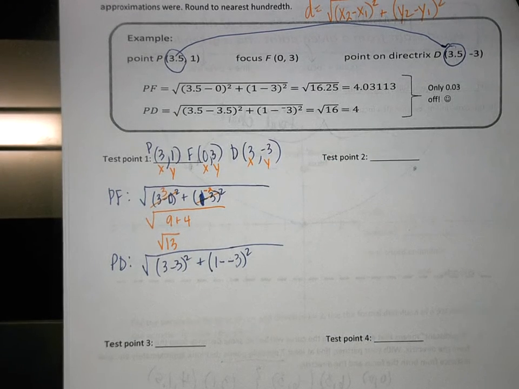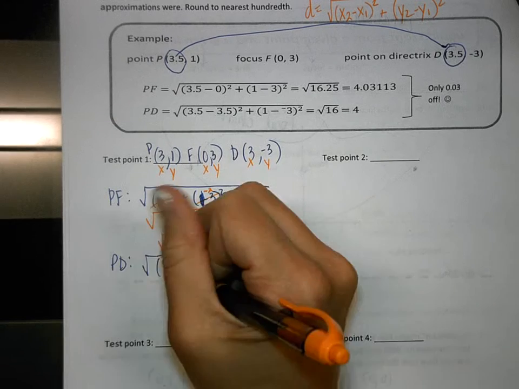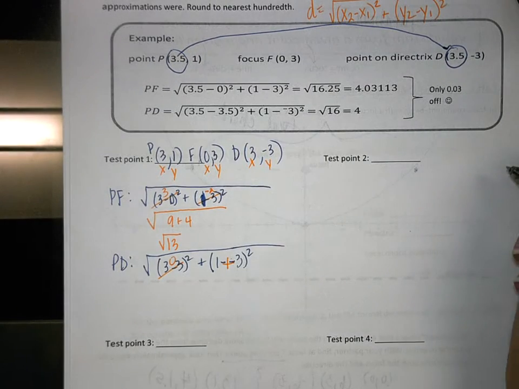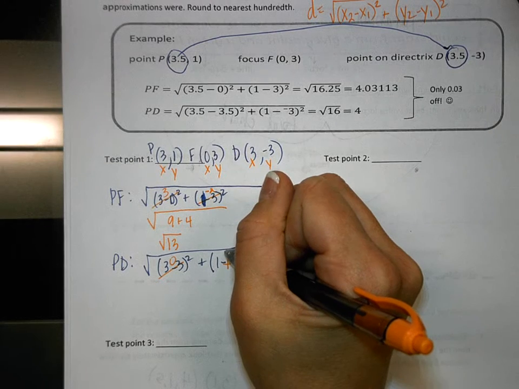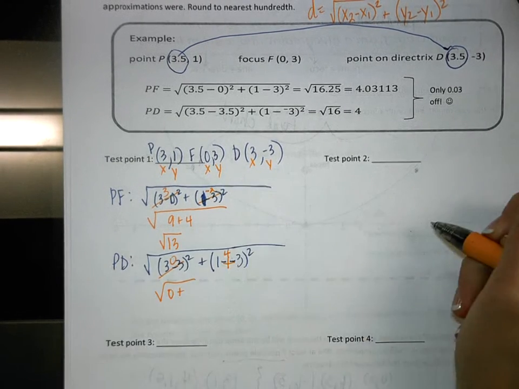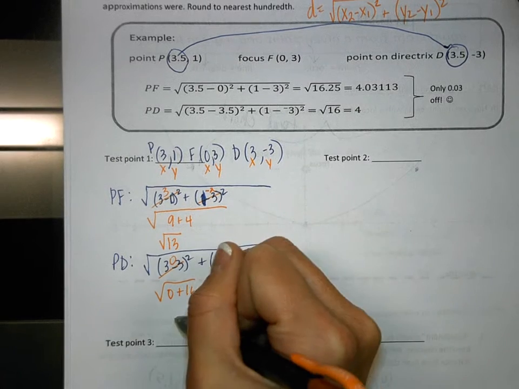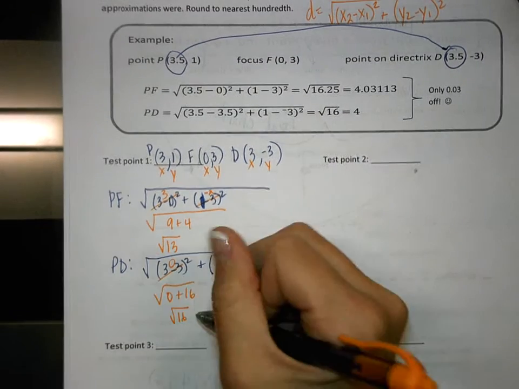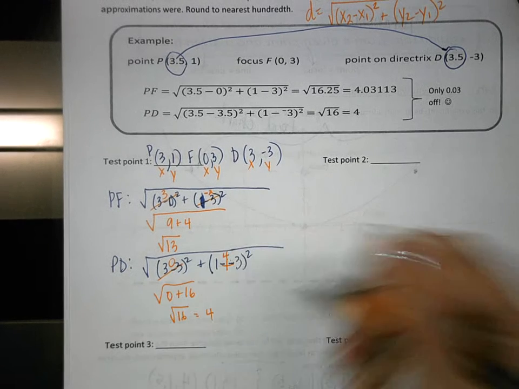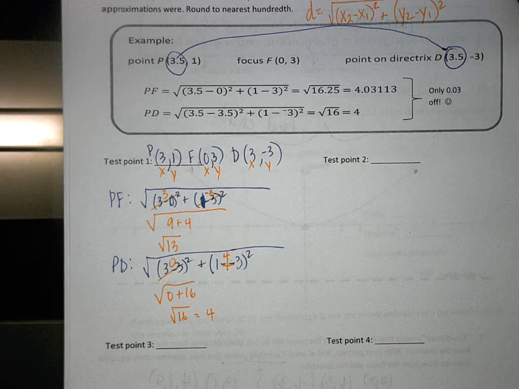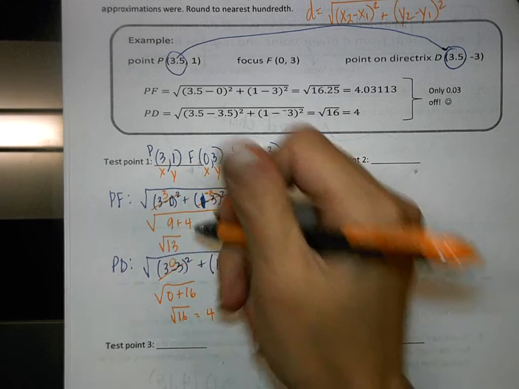Okay, so we simplify. 3 minus 3 is 0. These two negatives make a positive, so we end up with 4. And so we have the square root of 0 plus 16, and so that's root 16. And root 16 is 4. Okay, root 13, let's just check, is approximately 3.6.